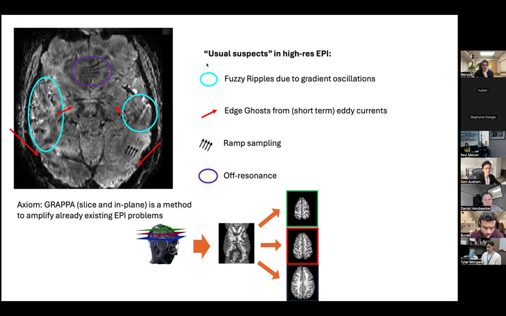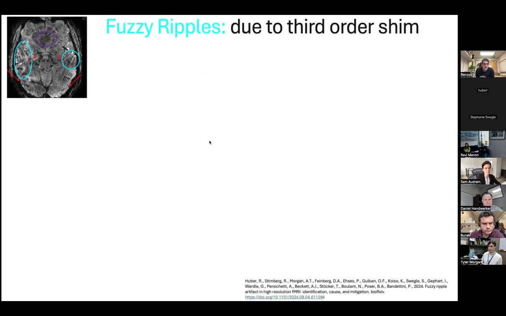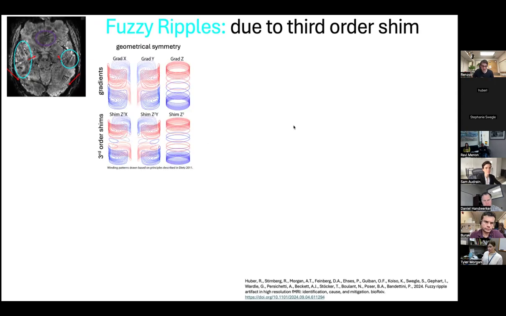And I would talk about the mitigation strategies for each of those 4 that we've been working on, and I have 2 or 3 slides on each of them. So first of all, the fuzzy ripples, which we believe are largely caused by the third order shims.